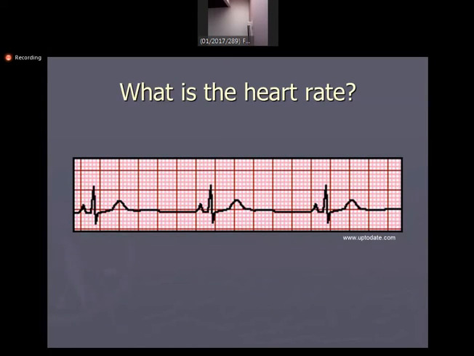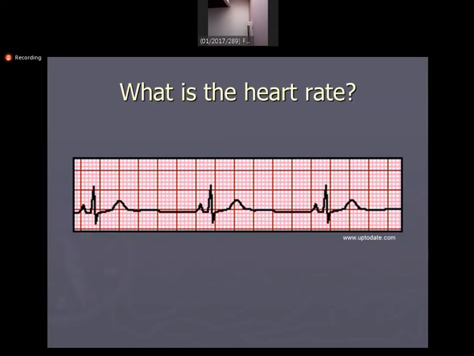Similarly, if a QRS complex is deflected vertically by 1 large square, it means how much millivolt? 0.5 millivolt, right? 10 small squares is 1 millivolt, and 5 small squares is 0.5 millivolt. It depends upon the electrical current and the thickness of the myocardium.